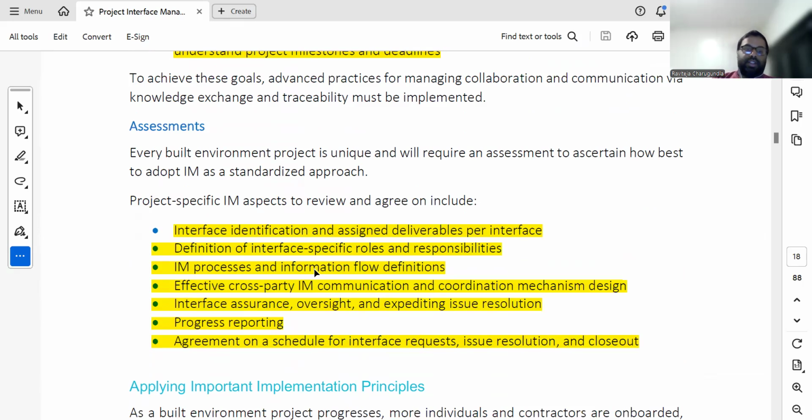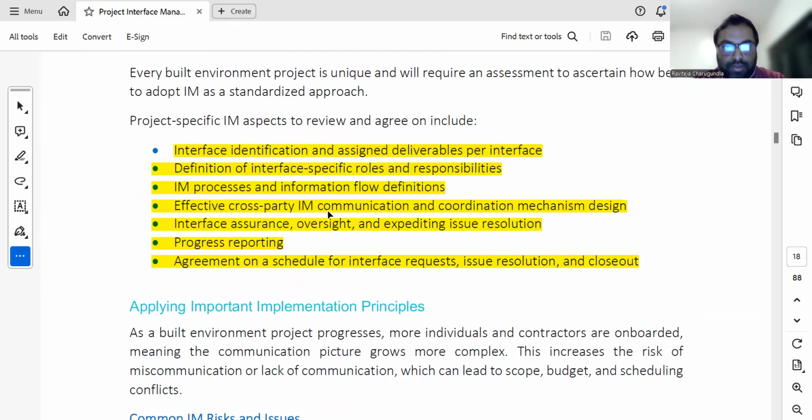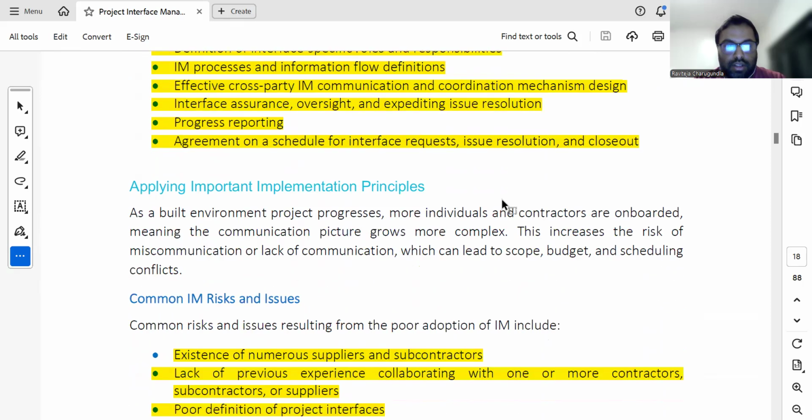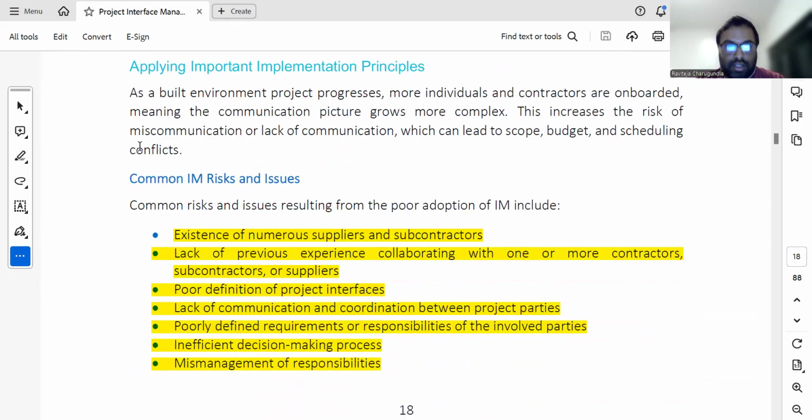And the project-specific IMs accept to review and agree on includes interface identification and assigned deliverables per interface, definition of interface-specific roles and responsibilities, IM process and information flow definitions, and effective cross-party IM communication and coordination mechanism design. And also the common risks and issues.